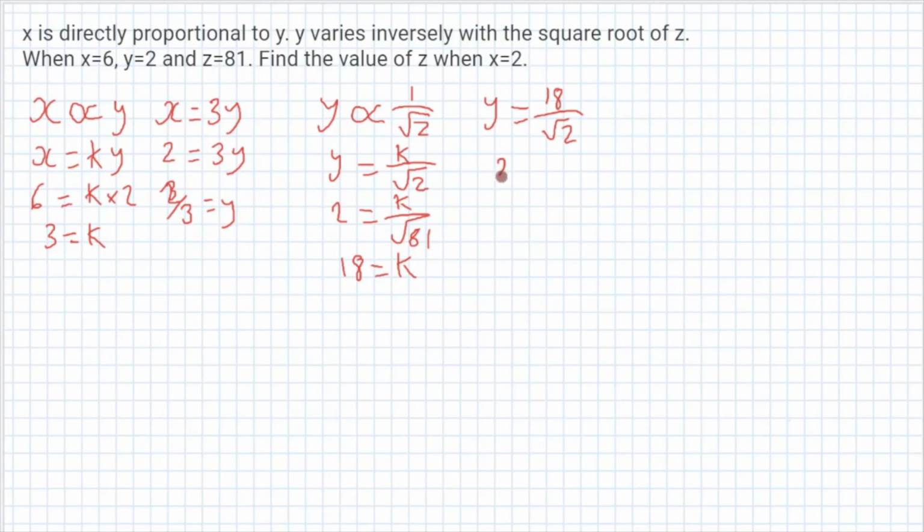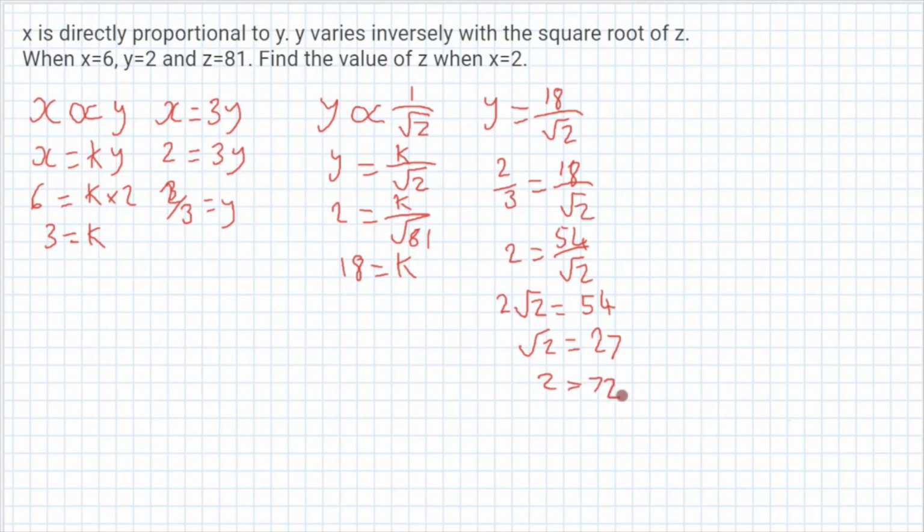So we can then substitute that in over here. 2 over 3 equals 18 over root z. And now we can simplify that. 2 equals 54 over root z, multiplying both sides by 3, and now multiplying both sides by the root z to get that, and then divide both sides by 2. Just solving algebraic equations. Root z equals 27. How do we get z on its own? Well, we've got to square both sides to get z equals 729. And suddenly we've got our answer.